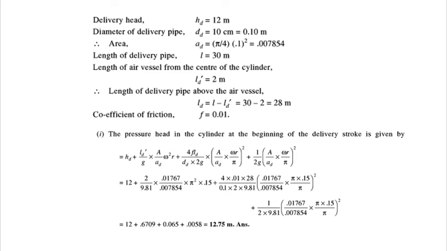Diameter of delivery pipe is given in the question, that is 10 centimeter, 0.10 meter. With the help of this pipe diameter you can calculate area of the delivery pipe, that is pi by 4 d square, 0.007854 meter square. Length of the delivery pipe is 30 meter.